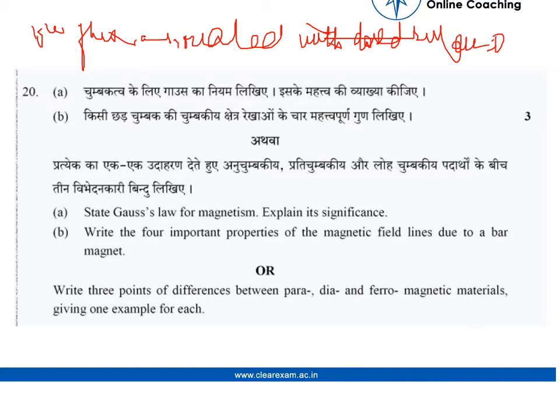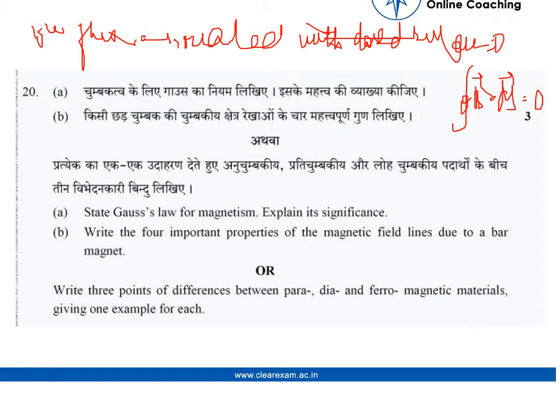Mathematically, it can be represented by the form B dot dS equals 0. Its significance is that monopoles do not exist. As a result, the net flux linked with the body is 0.